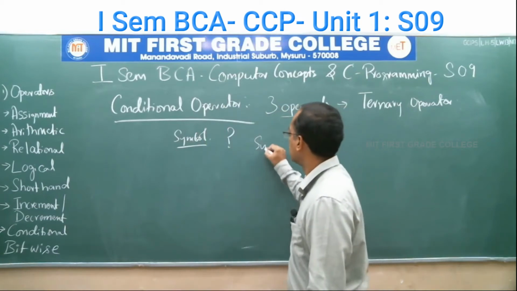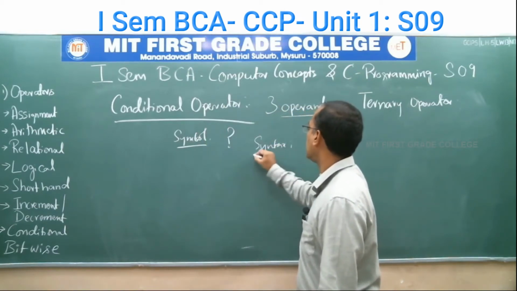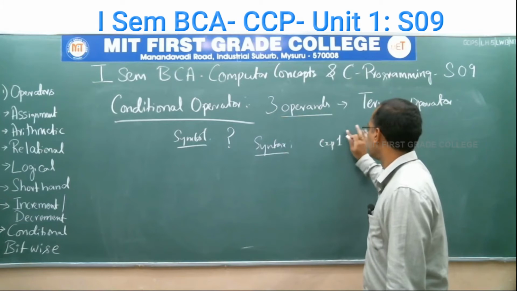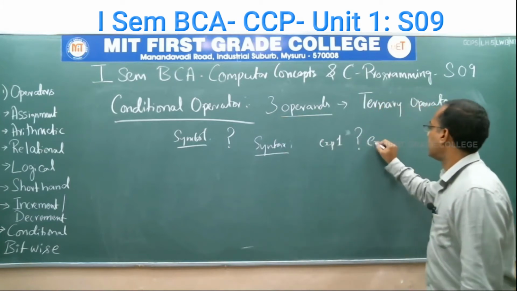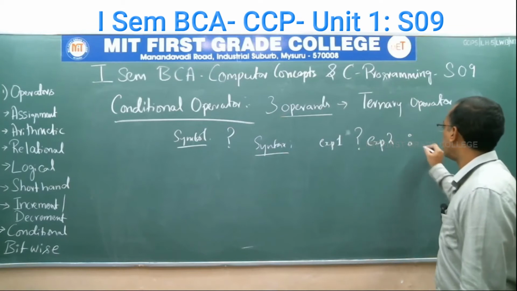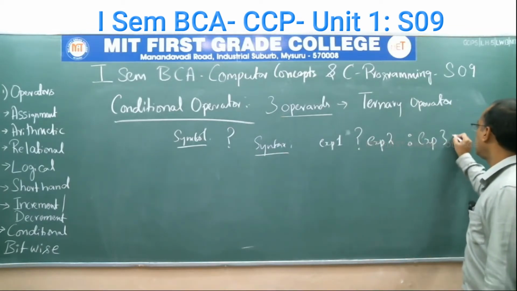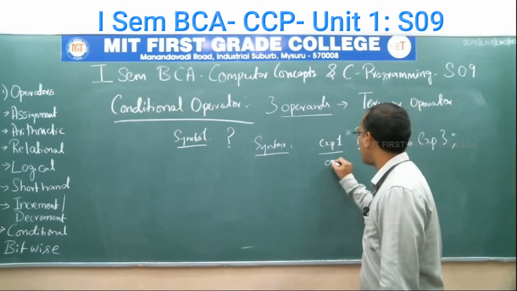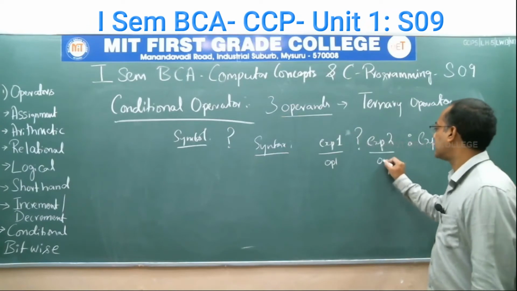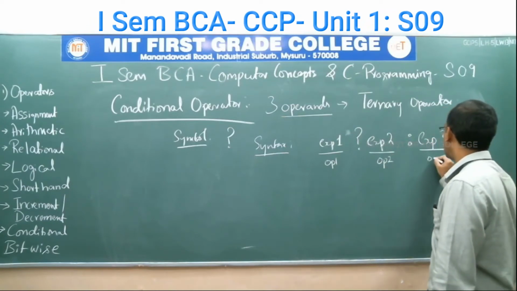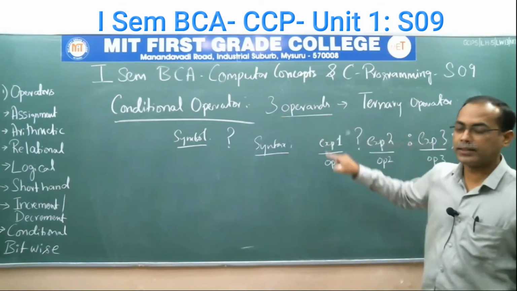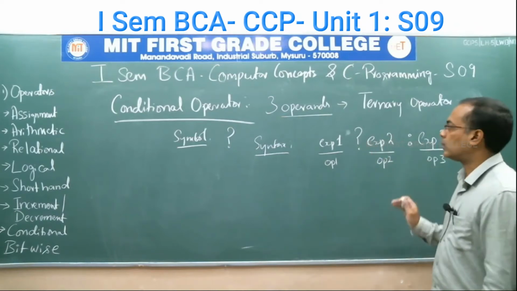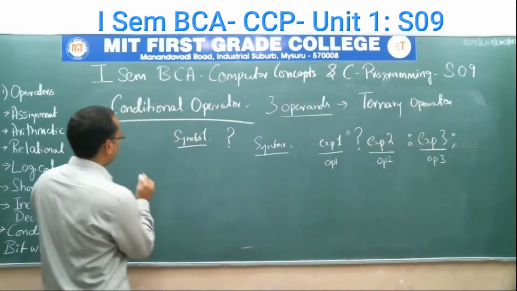What is the syntax? The syntax for using the ternary operator is, here you will have one expression, question mark, expression 2, colon, expression 3, and then semicolon. So this expression 1 is the first operand, this expression 2 is the second operand, this expression 3 is the third operand. That's why we are using 3 operands. Understood? Now, how exactly does this work? It is used for two-way decision making.